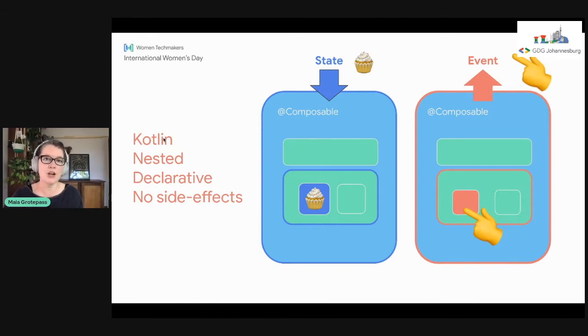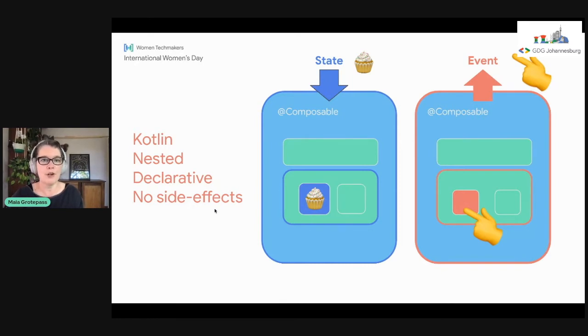So everything's in Kotlin. The functions are nested. They're declarative, which means you just say what you want, and then the recompose mechanism will decide how to draw. And the other thing is we need to write these functions to have no side effects. Every single time you call a function, it must behave the same way. It mustn't have something that was set inside here that makes this another color. If I pass in the cupcake, it's going to be shown over here.